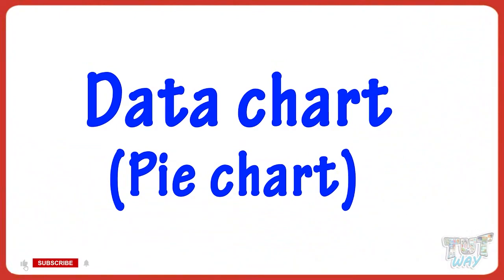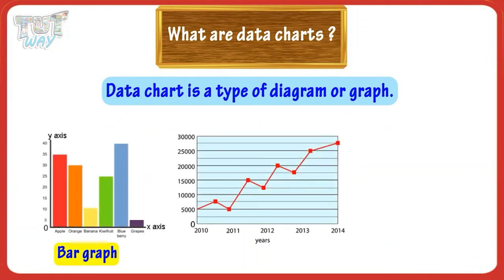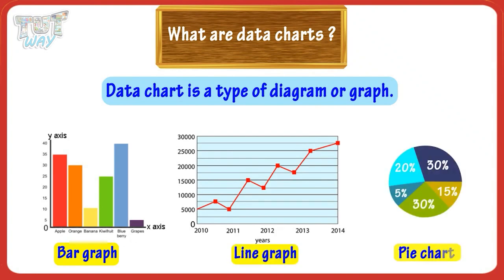So let's start! Data chart is a type of diagram or graph where data is represented by various symbols, such as bars in bar graph, lines in line graph, or slices in a pie chart. We make data charts so that a large quantity of data is easily read and the relationships between different parts of data can be easily understood. Today, we will be learning about pie charts.